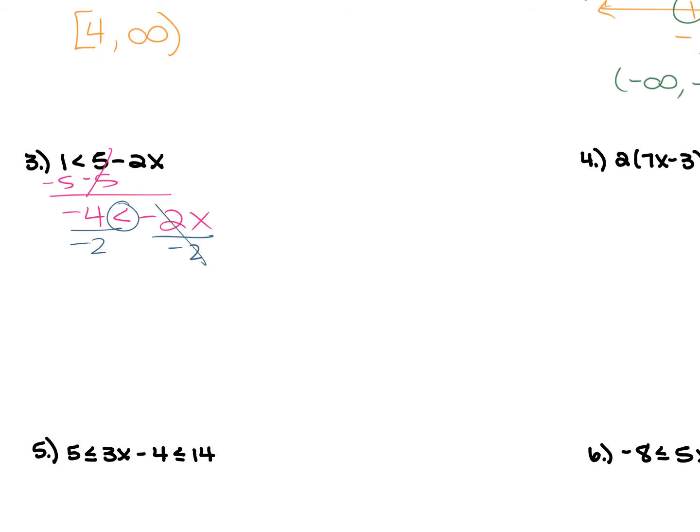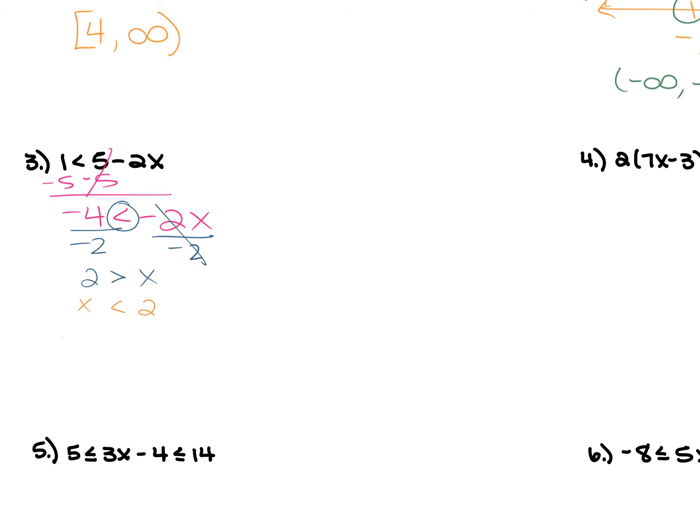-4 divided by -2 is +2. We flip our sign to be open to the 2. And then -2x divided by -2 is just x. This is not written to where x is first, and I don't like that, so I'm going to rewrite it. If x is on the left, 2 is on the right, my sign is open to 2, it's going to stay open to 2. So this just means you have x is less than 2.